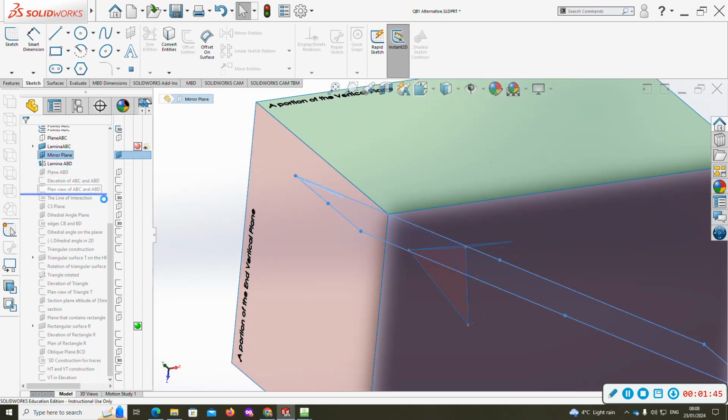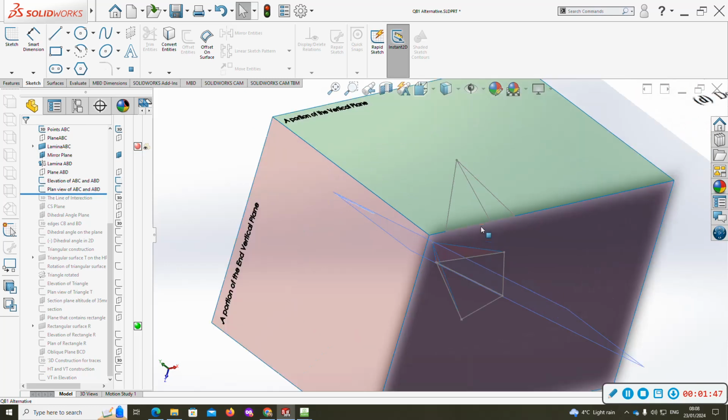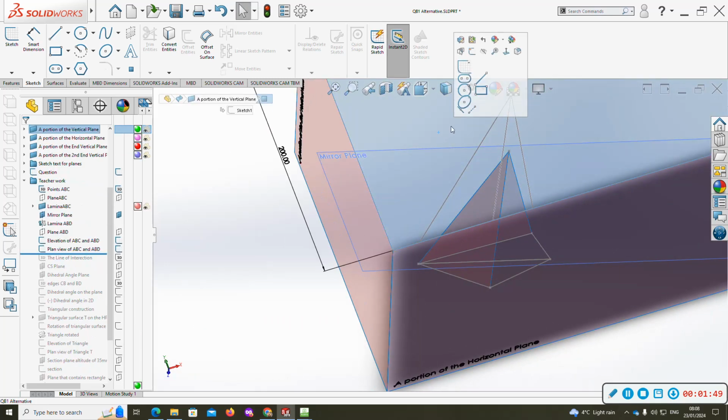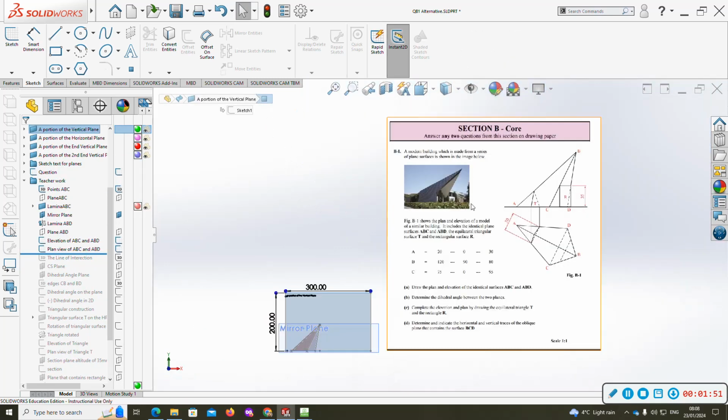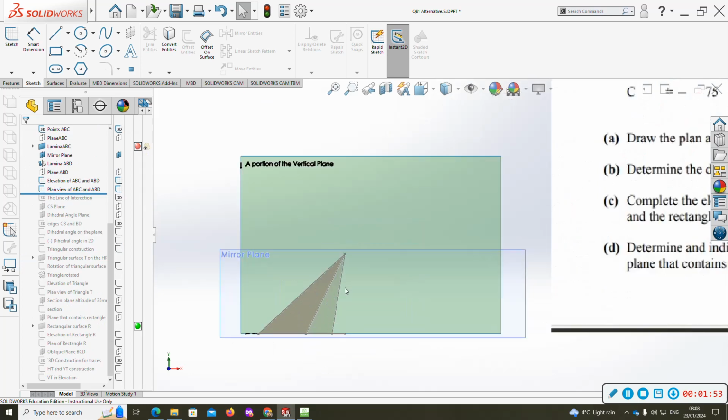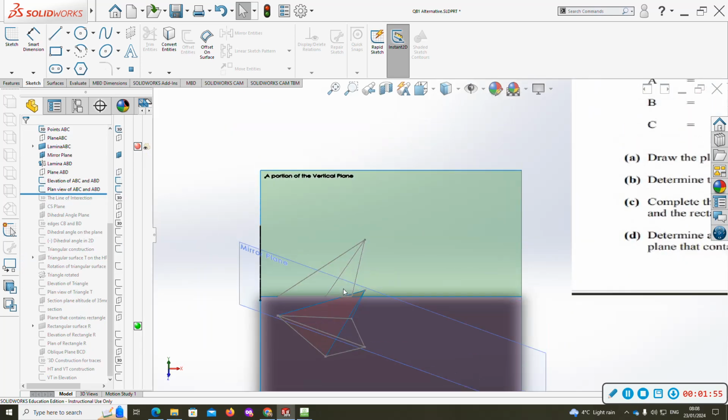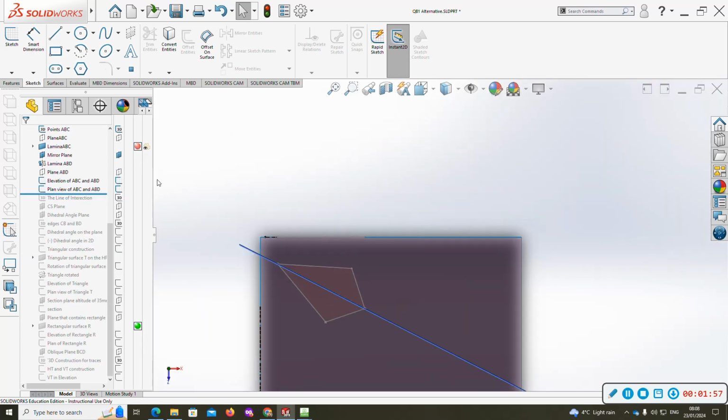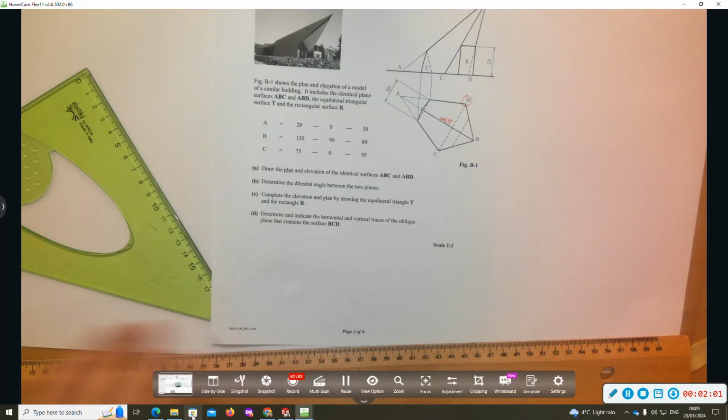Now here's our elevation of our planes ABC and ABD. So there you can see our elevation and then our plan view. Okay, right. Okay, we get started.